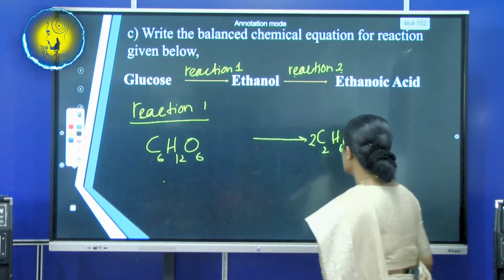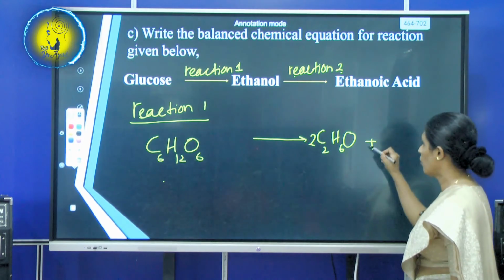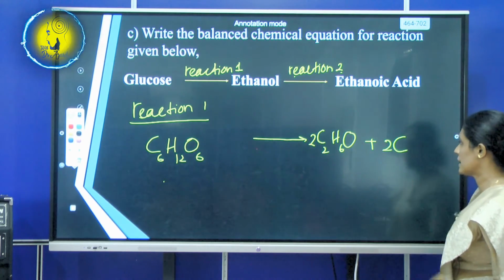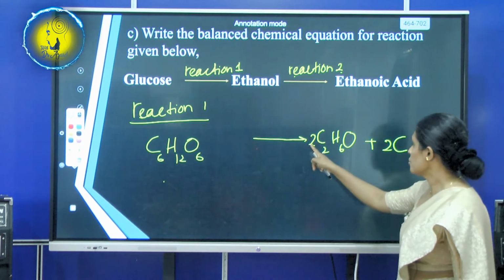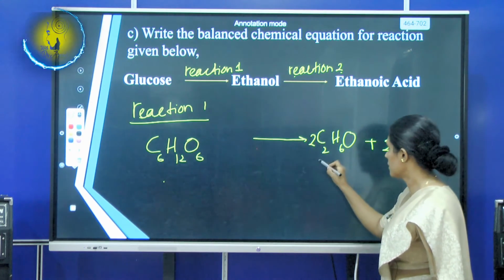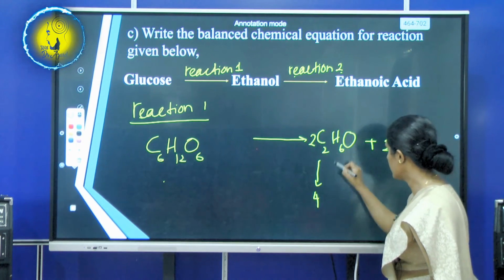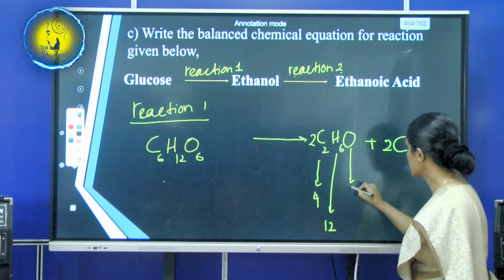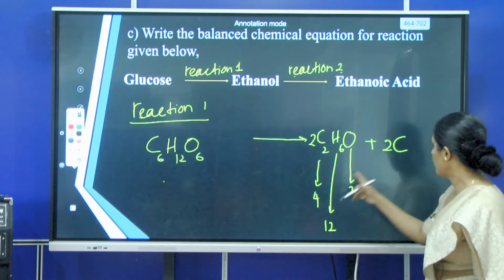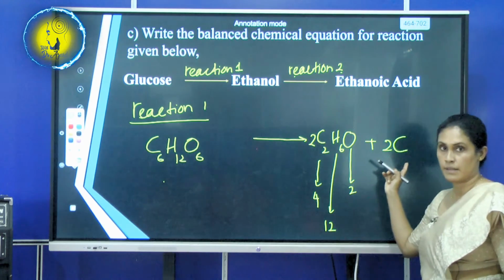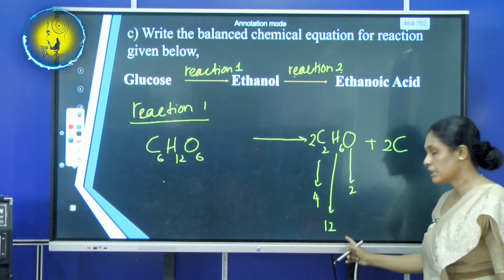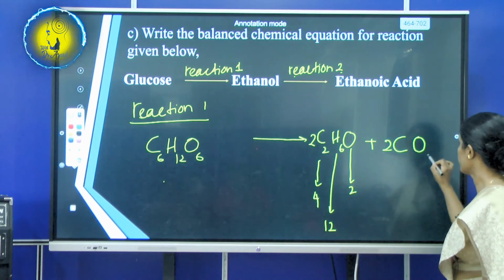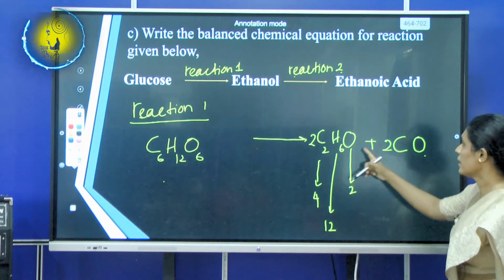Let's write 2 here. 2 into 2, 4. So, we need another 2 carbons here. 2 into 6, 12. Done. Here carbon 4, here hydrogen 2 into 6, 12. Oxygen, it has 2, right? 4 plus 2, 6, right? Balance. Hydrogen, here 12, they are also 12. Oxygen, here we have 2.